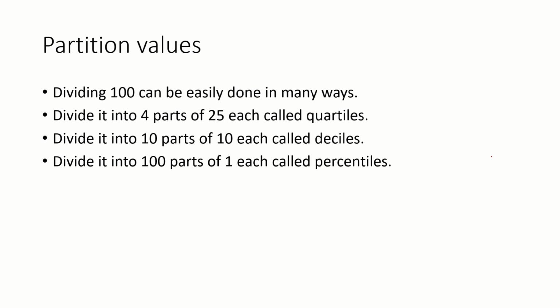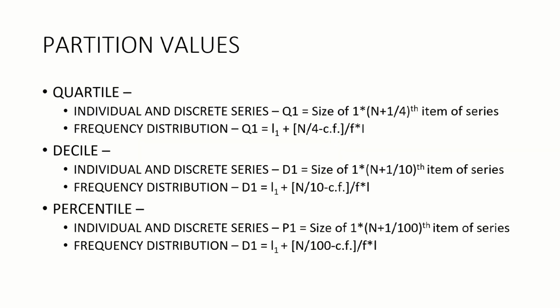Now, what is partition value? Dividing 100 can be easily done in many ways. Divided into 4 parts of 25 each, called quartiles; divided into 10 parts of 10 each, called deciles; and divided into 100 parts of 1 each, called percentiles. You got the basic part. Now, let's learn the quick formulas of each of these.